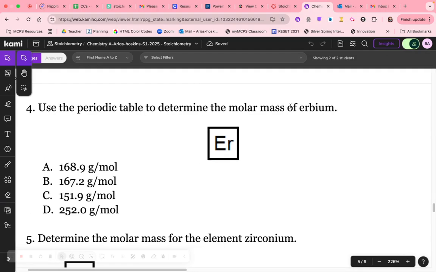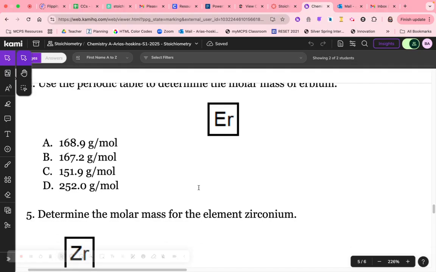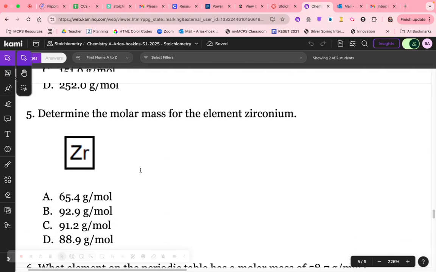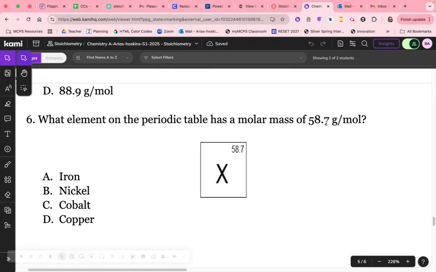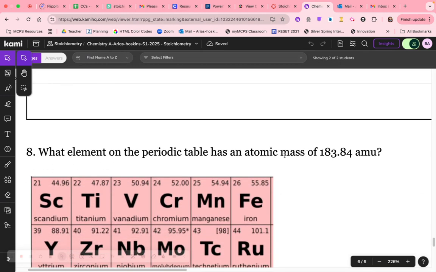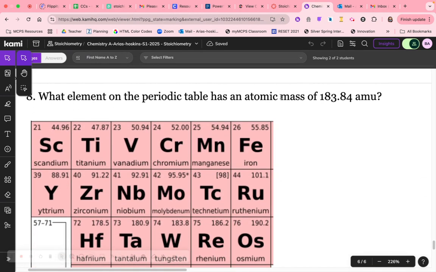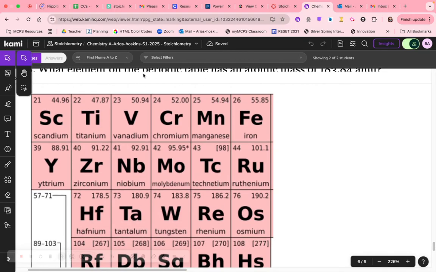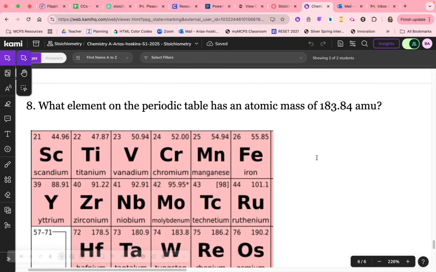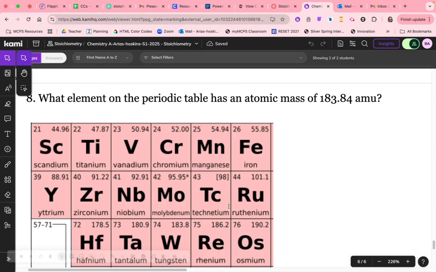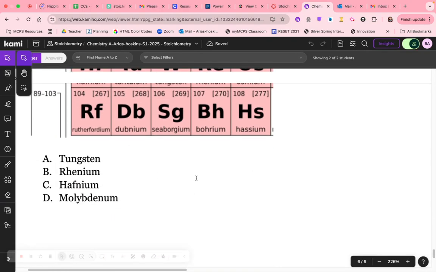You're going to determine the molar mass of erbium. So you're going to go to the periodic table and try to find ER, and that would give you the atomic mass or the atomic weight or the molar mass. The same thing for ZR. And then the opposite, you're going to try to find the element with the molar mass of 58.7. Okay, find the element. In here, the same thing, the atomic mass of 183.84 amu. It's the same thing as atomic mass, atomic weight, molar mass. And I'm giving you the periodic table in here. You just have to find this number in here, and then you're going to circle the element.